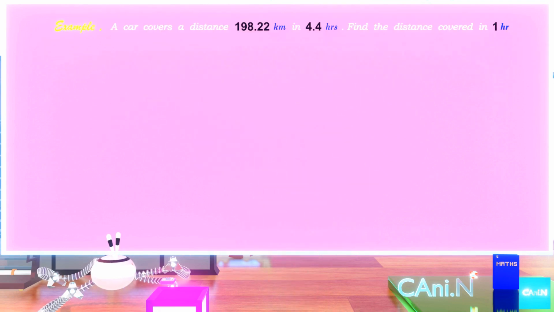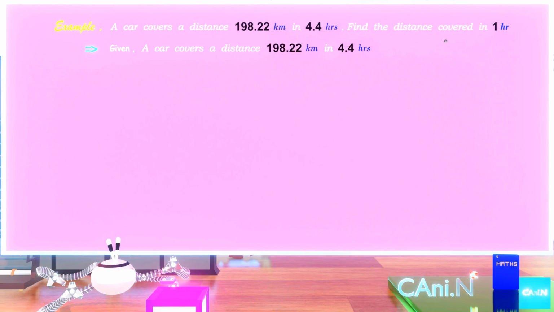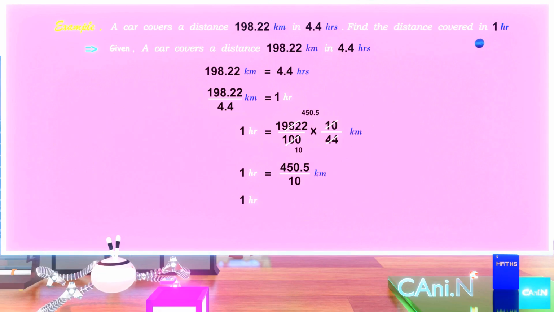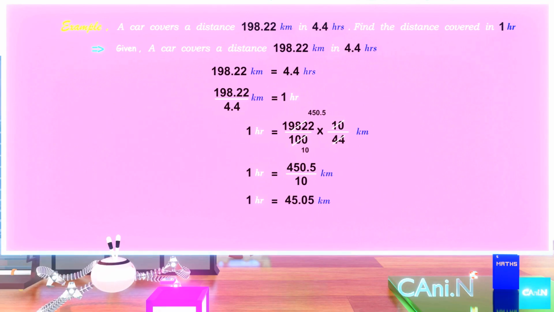Example. A car covers a distance 198.22 kilometers in 4.4 hours. Find the distance covered in 1 hour. Given, a car covers a distance 198.22 kilometers in 4.4 hours. 198.22 kilometers equals 4.4 hours. So, 198.22 by 4.4 equals 1 hour. Therefore, in 1 hour, the car covers 45.05 kilometers.